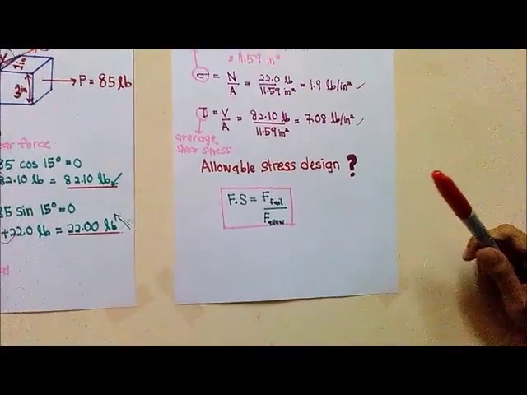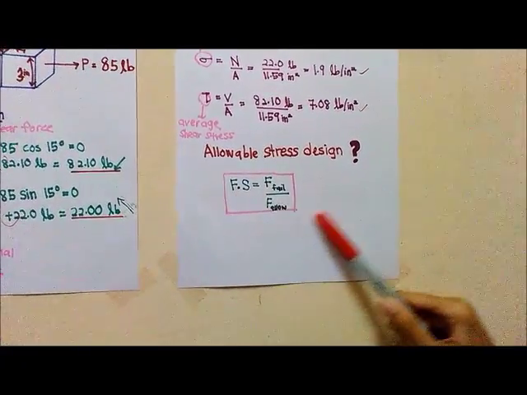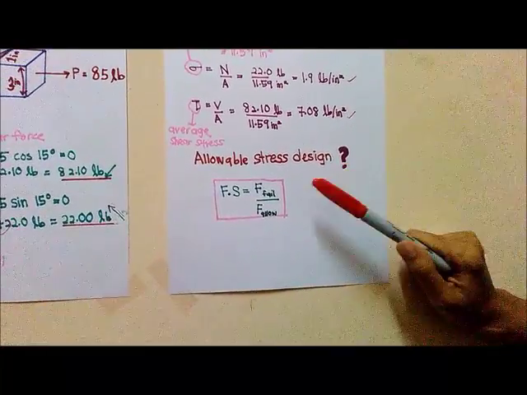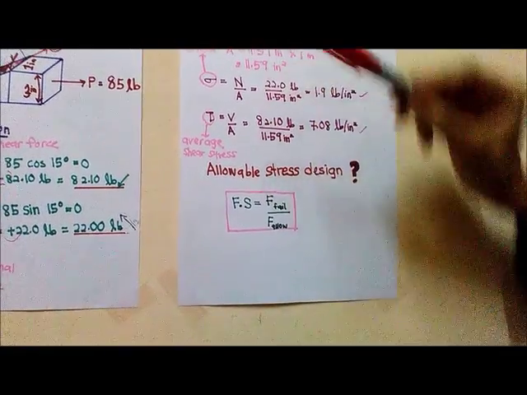So that's why we use a method called factor of safety. And using this formula, it is actually the ratio of failure load to the allowable load. So this one is the failure load, and this one is the allowable load.